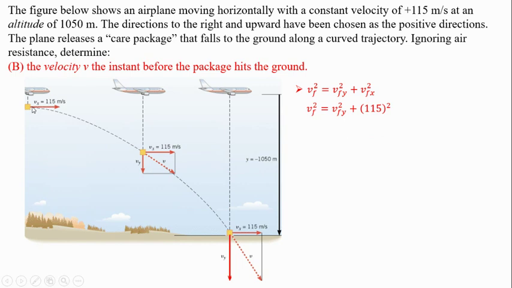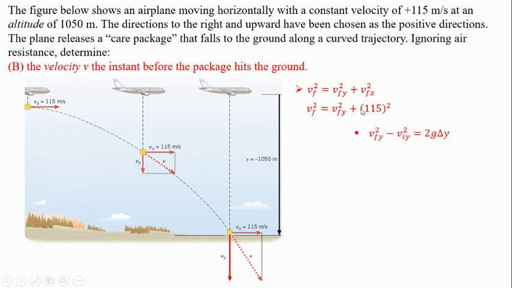Because ax is 0, the horizontal velocity for the whole entire trajectory stays the same. So as you can see in the diagram here, all of the v's in the horizontal direction stay constant because ax is equal to 0. So that one's pretty easy to do. I'm just going to plug in 115 for vfx, and then that's going to be squared. However, I need to find vf, but I don't know what vfy is. So let's go ahead and find vfy.